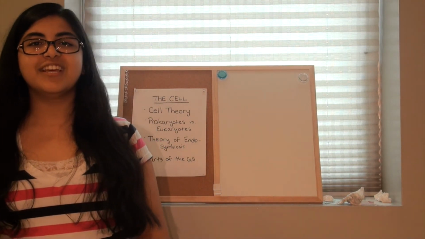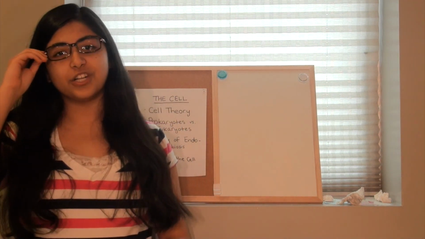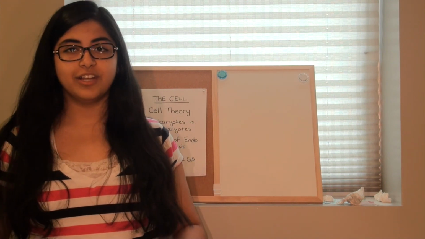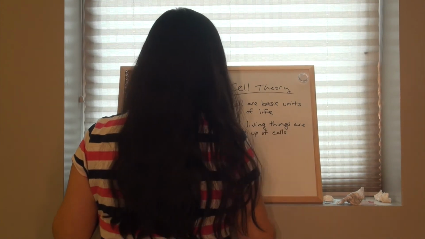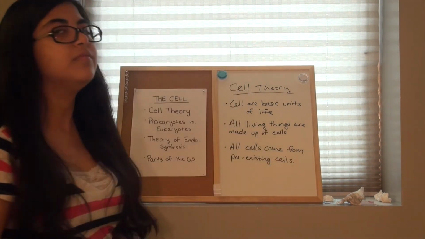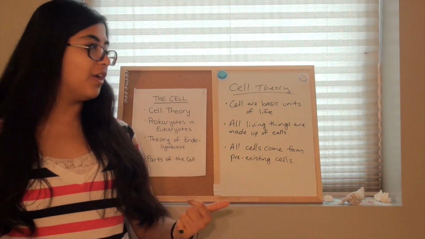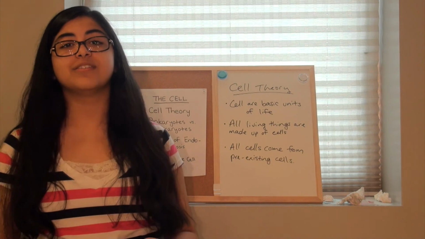I'm Sakshi, and in today's video I'll be walking you through the different parts of the cell. So first things first, what is the cell? To answer that question, let's look to the cell theory. The cell theory states that cells are basic units of life, all living things are made up of cells, and all cells come from pre-existing cells.